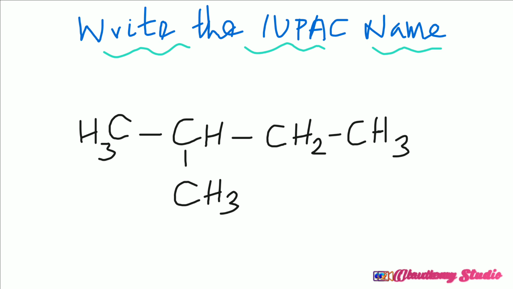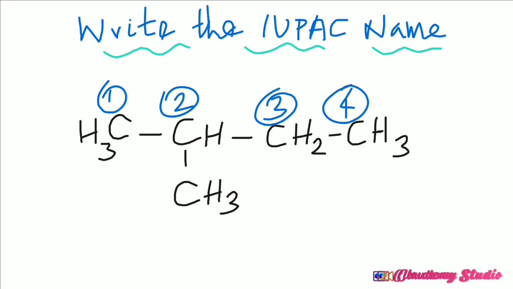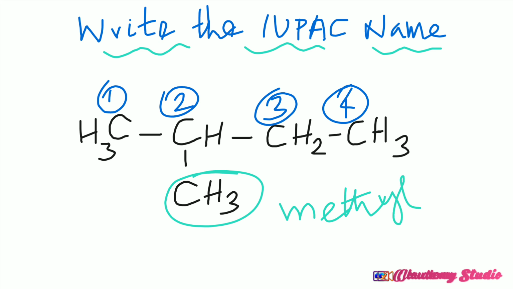This will be the first carbon. This is the second carbon atom. This third. And this fourth. Now we have numbered the carbon atoms. And what substituent is present? That is a CH3 group. That group we call by the term methyl. So the substituent is methyl. One substituent is attached to this second carbon atom, that is, the methyl group is attached to the second carbon atom.